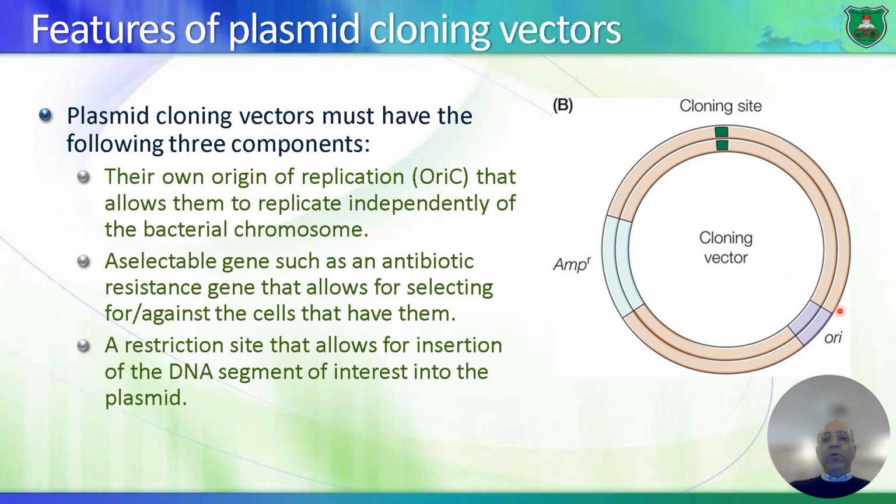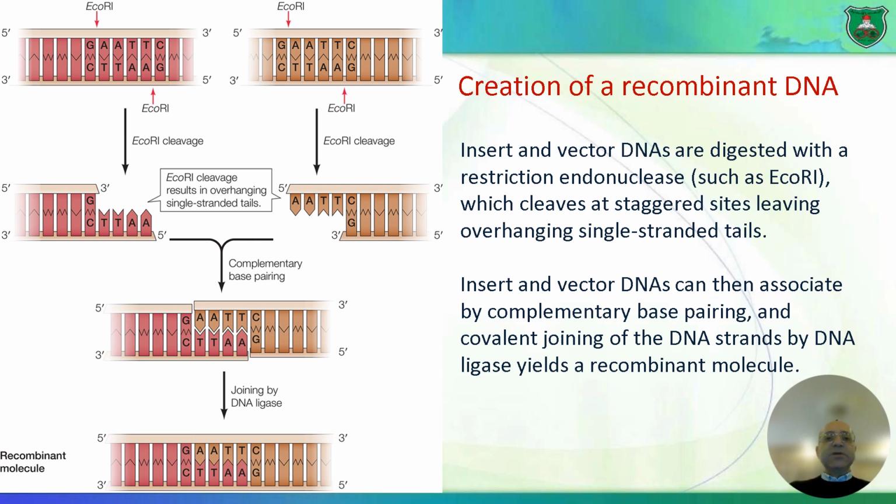A, an origin of replication, so that they can replicate independently of the rest of the bacteria. A cloning site, a restriction site that can be cleaved by restriction endonucleases, so we can insert the DNA piece of interest. And the antibiotic resistance gene, so that only bacterial cells that contain the plasmid would survive if we add an antibiotic to them. So that's basically what we do.